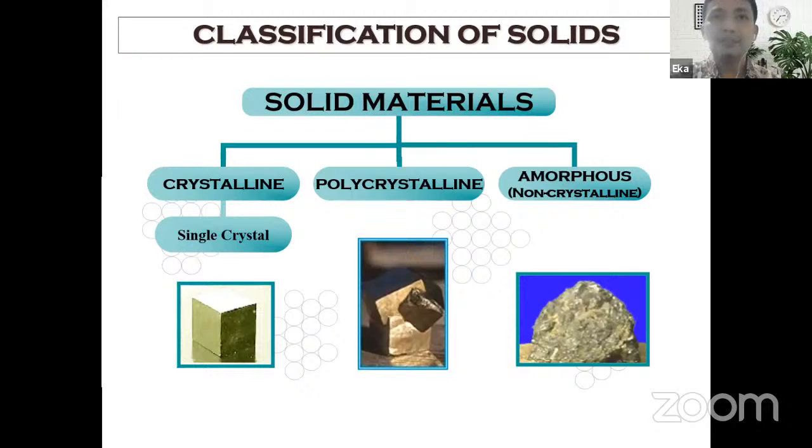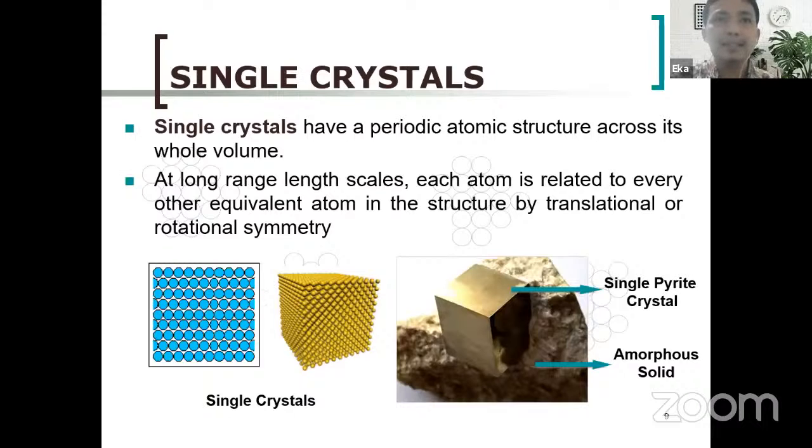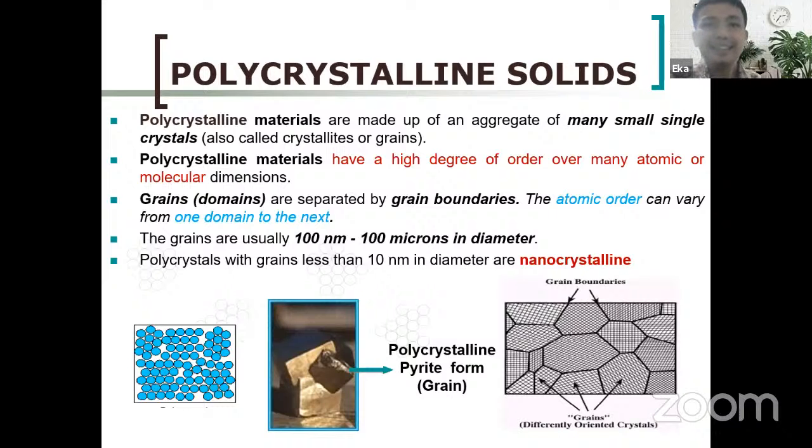And crystal itself, we have three types: single crystalline, polycrystalline, and amorphous. Single crystal means it is made of one shape of crystal. Polycrystalline, there are many crystals inside the material. And amorphous is not crystal. Single crystal has a periodic atomic structure throughout its whole volume. It will be symmetric, each atom having other equivalent atoms in the structure.